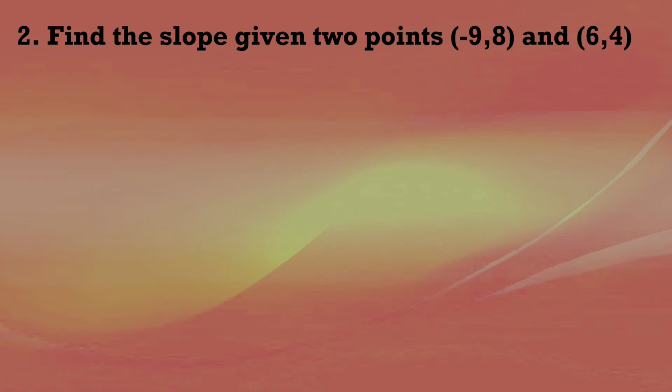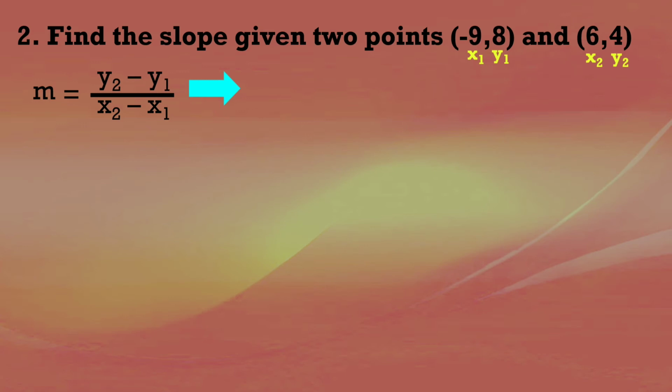So number 2, find the slope given 2 points, negative 9, 8, and 6, 4. So m equals y sub 2 minus y sub 1 over x sub 2 minus x sub 1. So ang ating x sub 1 ay negative 9, x sub 2 ay 6, y sub 1 is 8, and y sub 2 is 4. So, substitute lang natin siya sa ating formula. So, 4 minus 8 over 6 minus negative 9.